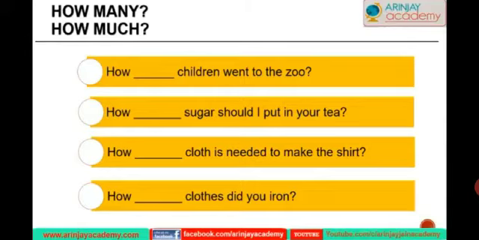Now, here you can see children is a countable noun and sugar is an uncountable noun. Cloth is uncountable and clothes is a countable noun. So, it depends on countable and uncountable.